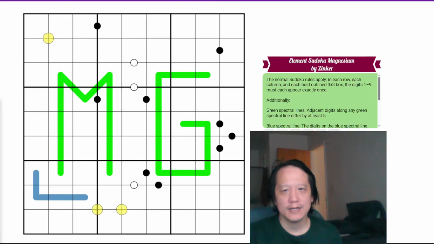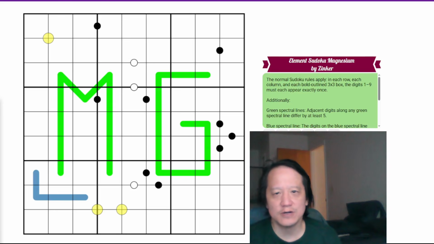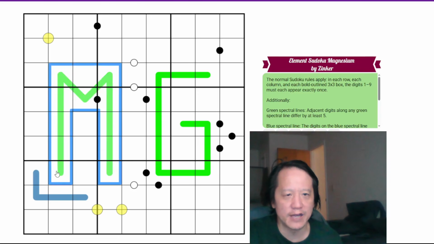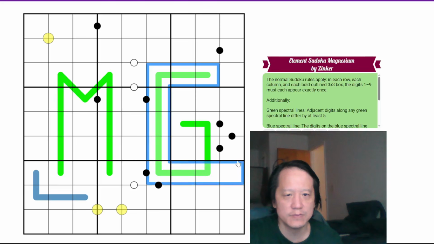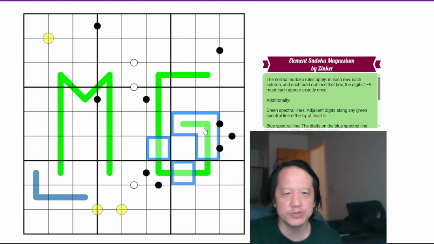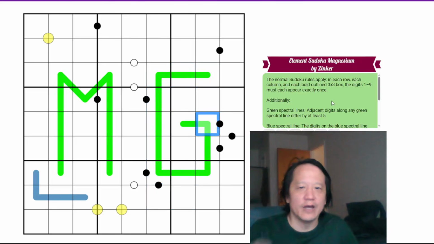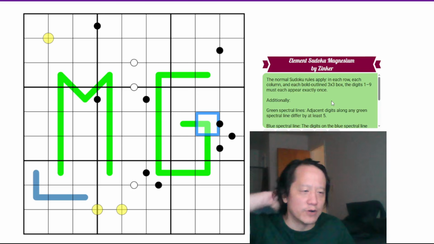Today's very easy puzzle is called Element Sudoku Magnesium by Zinker. And we have the Mg to signify the magnesium symbol, though the g should be a lowercase one, but anyways. We have... Where are the rules?